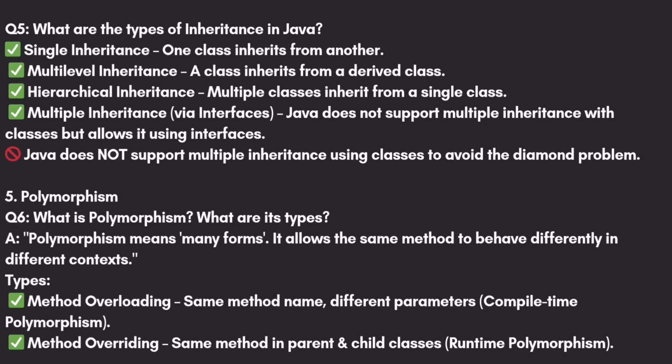Java does not support multiple inheritance with classes, but it allows it using interfaces. So the key point you need to know is that Java does not support multiple inheritance using classes, to avoid the diamond problem. I don't know what the diamond problem is, but I will search for it, and you can do that too.